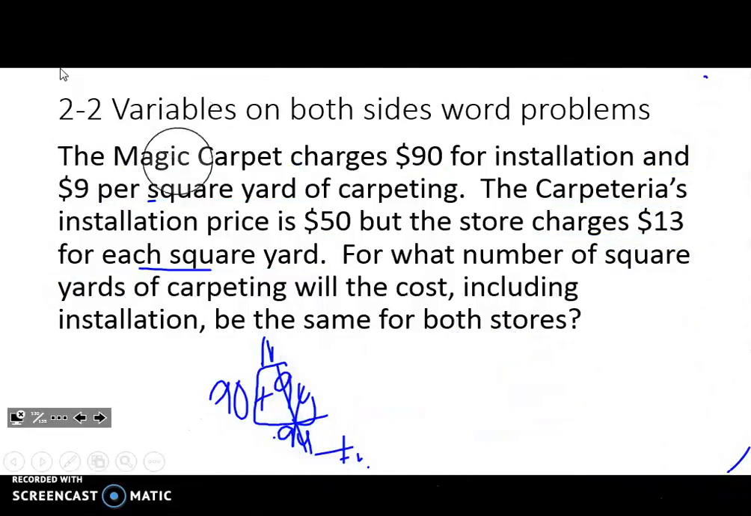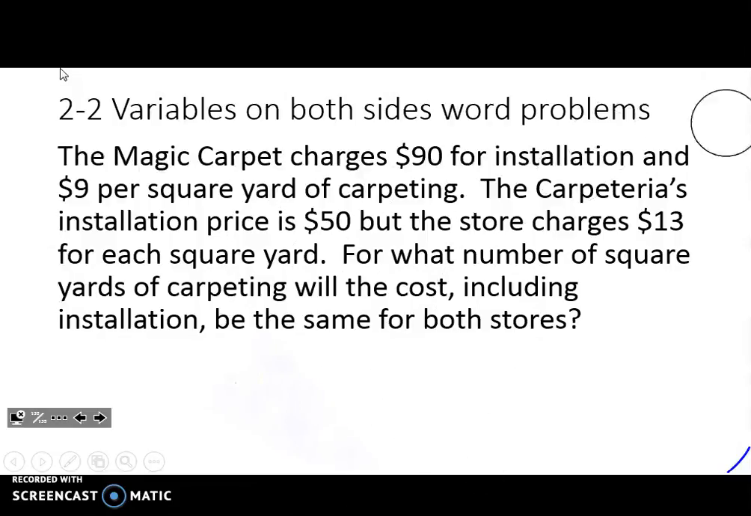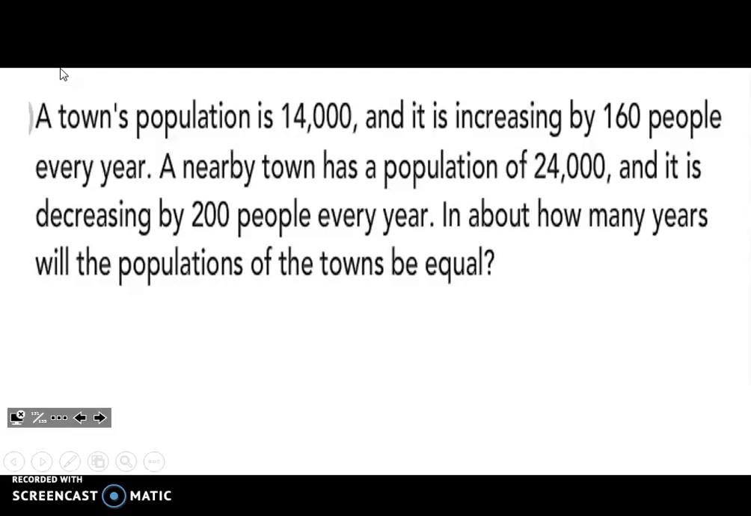All right, and one last one. It says a town's population is 14,000 and it is increasing by 160 people every year. A nearby town has a population of 24,000 and it is decreasing by 200 people every year. In about how many years will the populations of the towns be equal?